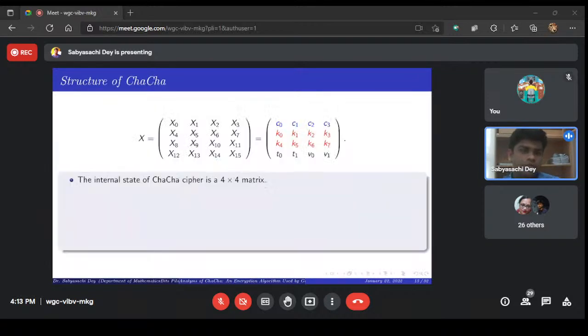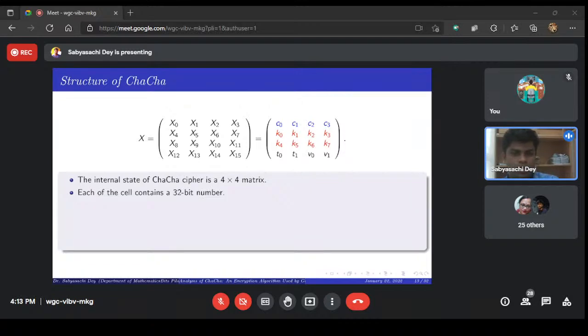Okay. So let us discuss the structure. How does the structure look for ChaCha? It starts with a matrix of size 4x4. So 4x4 means it has 16 cells, and each cell contains a number of size 32, a binary number of size 32.